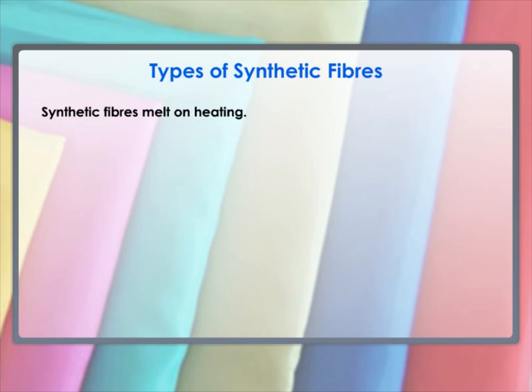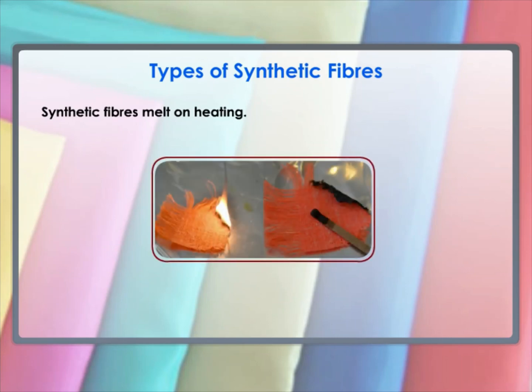When we burn synthetic fibers, we find that their behavior is different from that of natural fibers. We noticed that synthetic fibers melt on heating. This is actually a disadvantage of synthetic fibers. If the clothes catch fire, it can be disastrous. The fabric melts and sticks to the body of the person wearing it. We should therefore not wear synthetic clothes while working in the kitchen or in a laboratory.